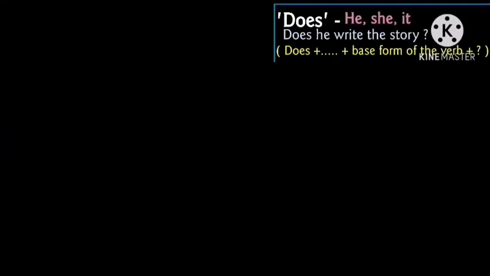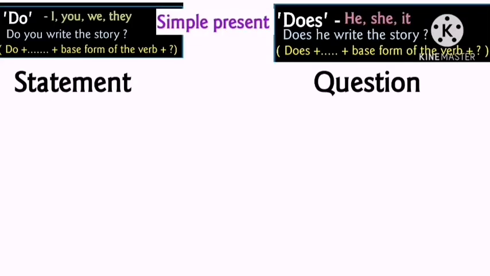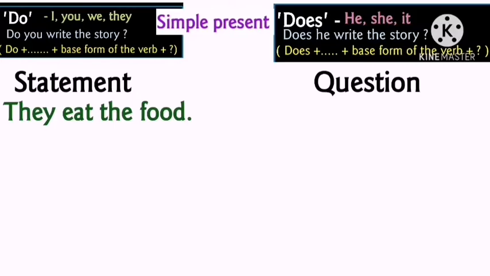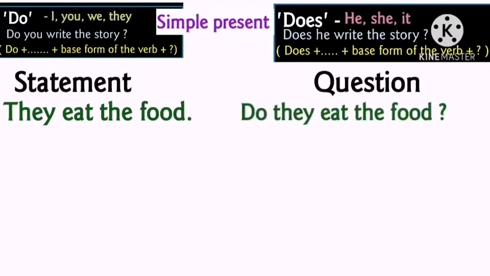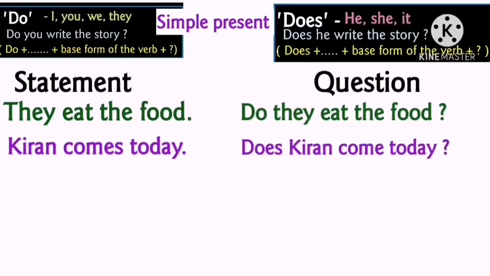So let us see some examples. The statement is they eat the food. Here the subject is they, it is plural, so we have to start with do. Then the question will be, do they eat the food? Next one, Kiran comes today. Kiran is a singular subject, so we start the question with does. Does Kiran come today? Come is the base form of the verb.